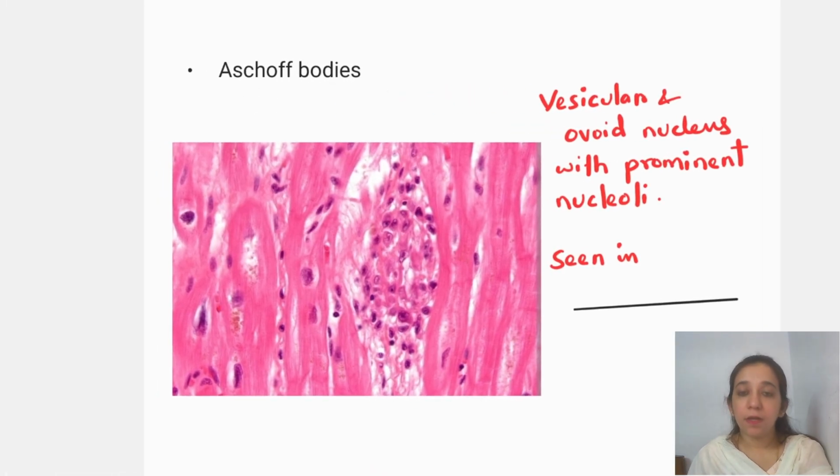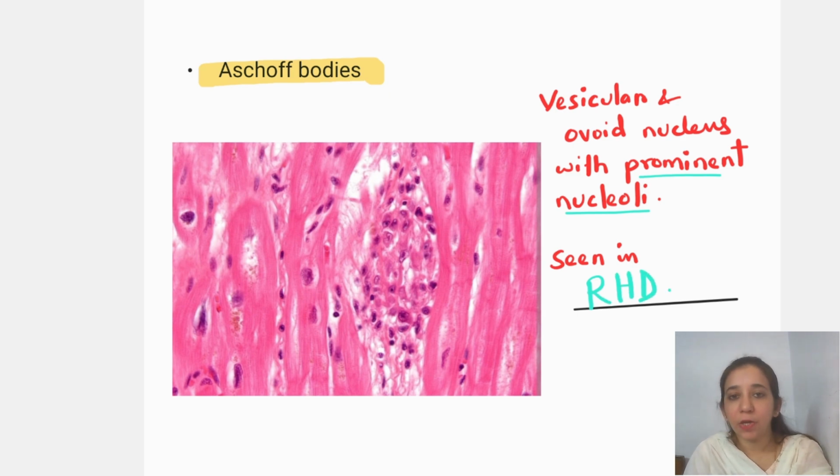Now the last one is the Aschoff giant cells. These have vesicular and ovoid nuclei with prominent nucleoli. Aschoff giant cells are seen in case of rheumatic heart disease. So this was all about the giant cells.